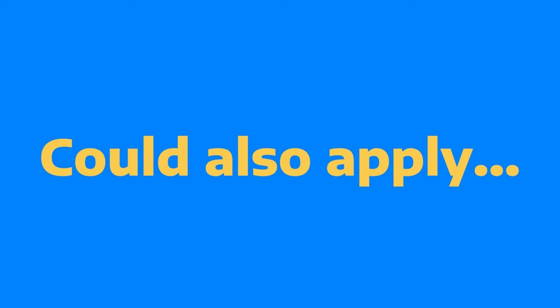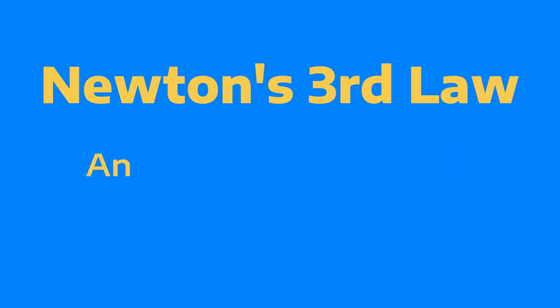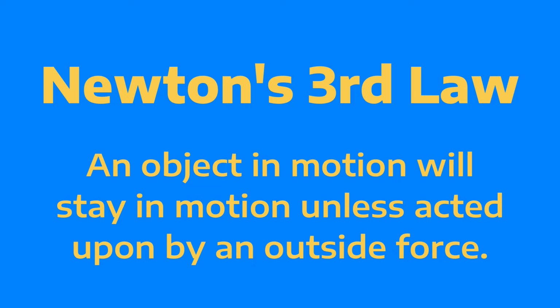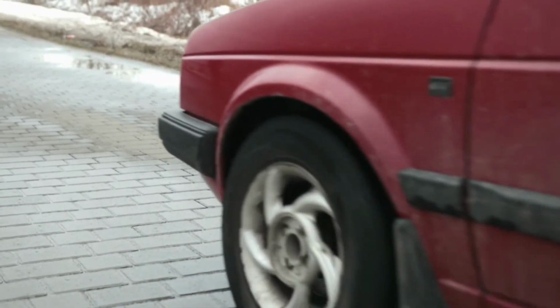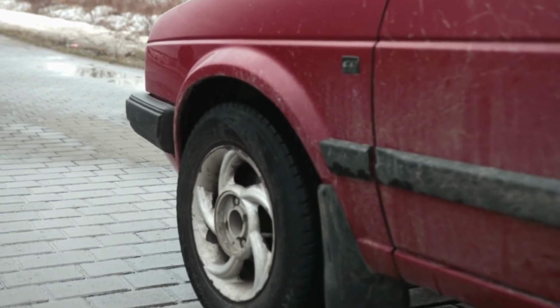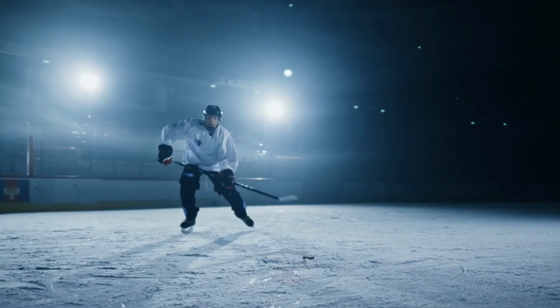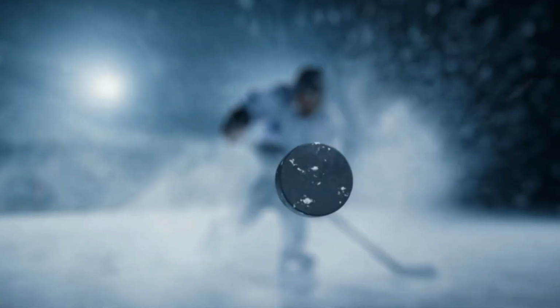Now, once our ball is rolling around our maze, there is another topic that's at play, and it's called Newton's laws of motion. Specifically, the third law, which says that an object in motion will stay in motion unless acted upon by an outside force. What that means in regular English is, for example, a car will stay rolling down the road until the force of friction or the brakes stop it. Or if you like sports, it means a hockey puck will stay rolling down the ice until it hits something that stops it, like a net or another stick.